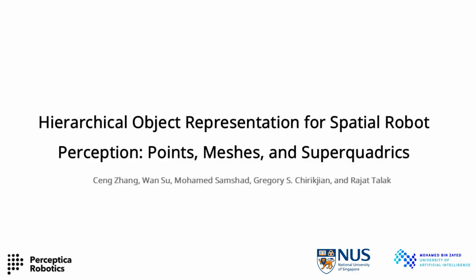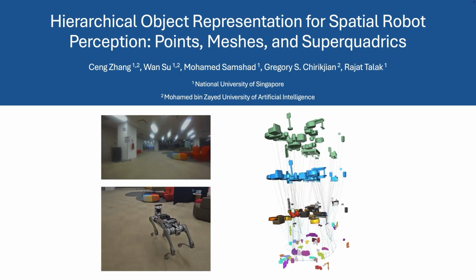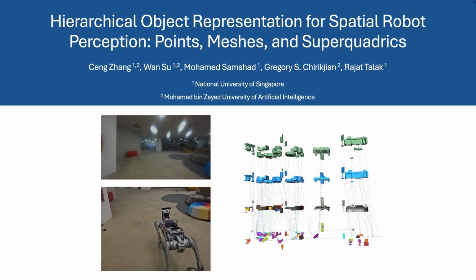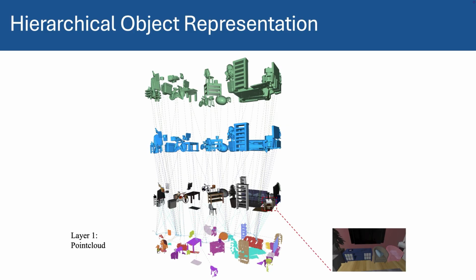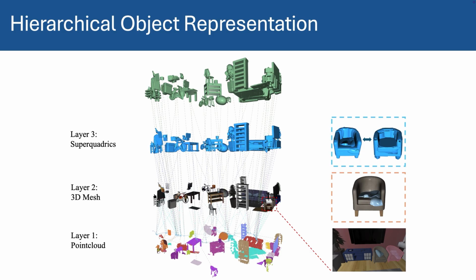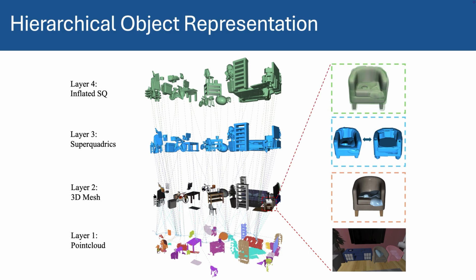We propose a hierarchical object representation for spatial robot perception. Our representation starts from raw RGB-D perception, including image-based object segmentation and depth-projected point clouds. It then progresses to dense object mesh reconstruction, compact superquadric representation, and finally inflated superquadrics. Together, these layers form a multi-purpose object representation for autonomous robot applications.